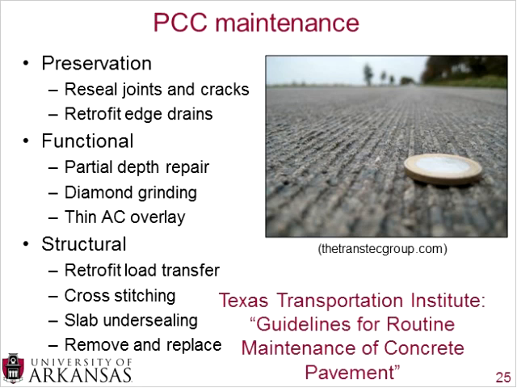Then if there are fundamental problems, you may have to do some structural maintenance. For example, a retrofit load transfer. If you're having problems in between slabs, you might need to go in and either take out the old dowel bars and put in new dowel bars, or if the pavement was designed without dowel bars, you may need to put those dowel bars in. Also cross-stitching, slab undersealing, even removing and replacing. These are all examples of structural maintenance. And I'd like to point you to the Texas Transportation Institute's Guidelines for Routine Maintenance of Concrete Pavement. These go over all these different steps in detail, not only what causes them, but also what can prevent them, and then how to fix them if they occur.